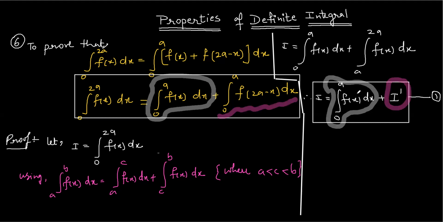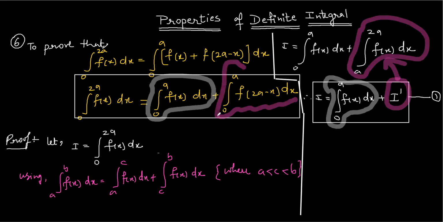Okay. So as I know that I have written I dash for this integral, now my aim is to prove that this integral a to 2a f of x dx is same as 0 to a f of 2a minus x dx.